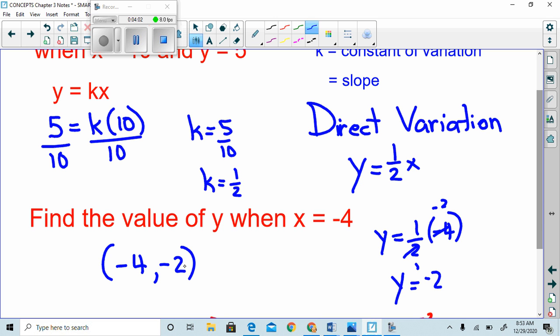And that's a little bit of direct variation, and we also know that direct variation, when graphed, passes through the origin. So my first point will go directly on the origin, and my k is also my slope, so I'm going to go up 1 and over 2 and graph. Perhaps we should do one more.